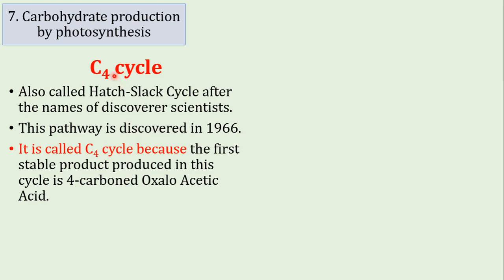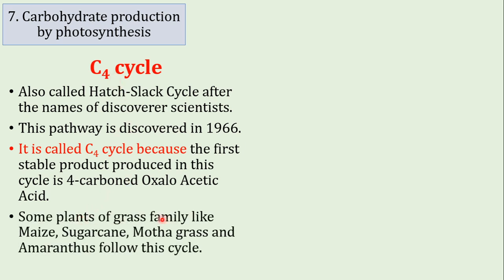And which plants follow the C4 cycle? Some plants of the grass family like maize, sugarcane, mutha grass, and amaranthus follow this cyclical order of reactions during the light independent phase to produce glucose. So now we will understand how this C4 cycle works.